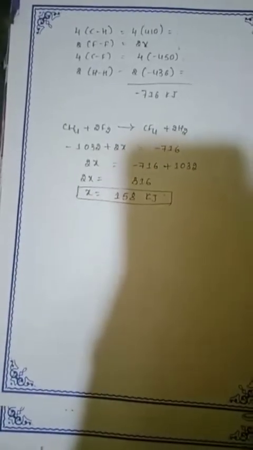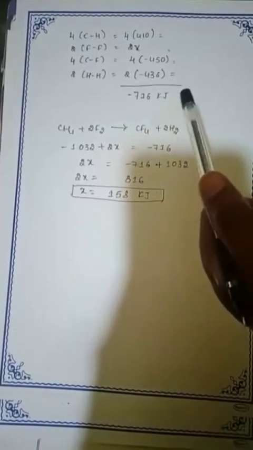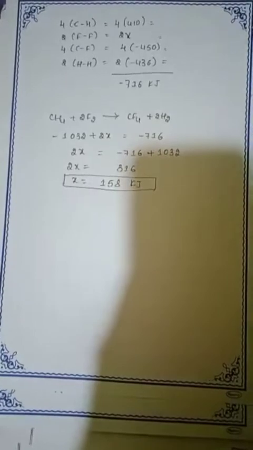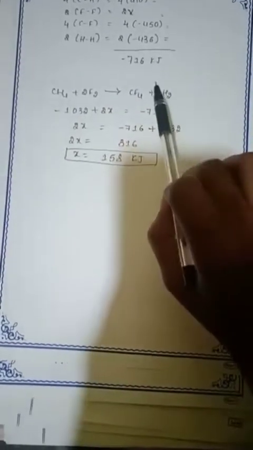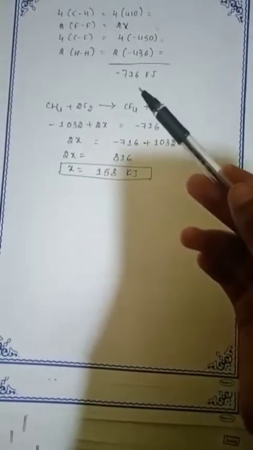We know the energies of these bonds. 4 moles of C-H bonds is equal to 4 into the C-H energy, which is 410, and this way the total energy is equal to minus 716 kilojoules.